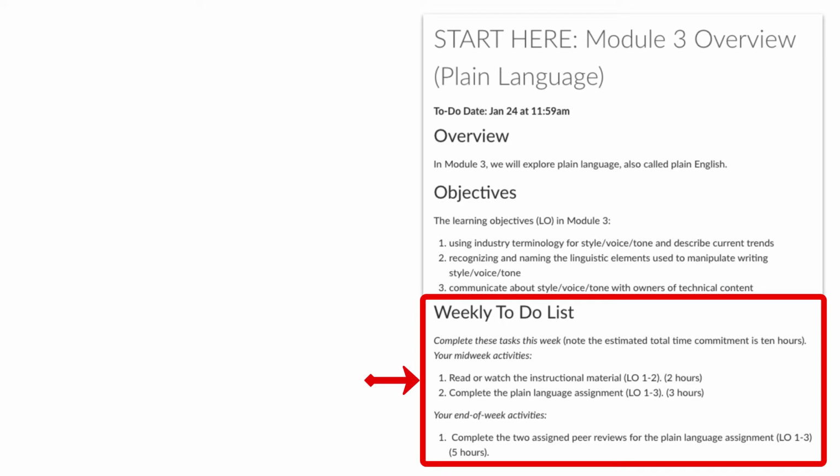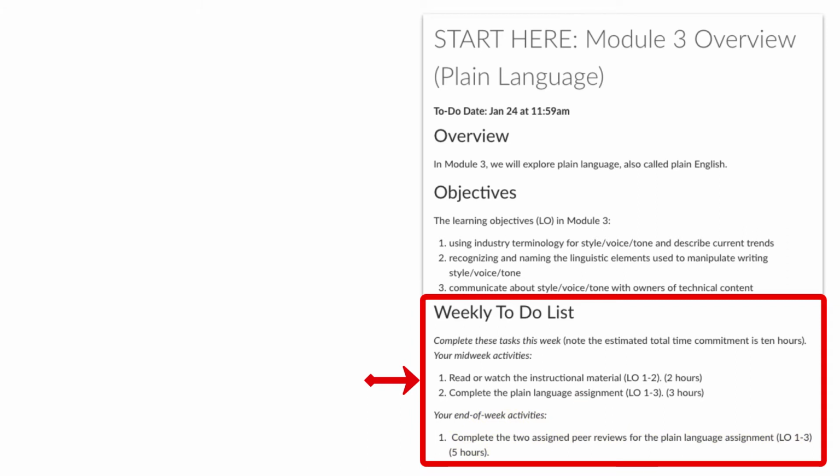This includes every activity you should be engaged in during the module, not only those for which you earn a grade. For TECM 5200, the to-dos are divided into midweek, that means from Sunday up until midnight on Thursday, and end of week, that means from Thursday at midnight to Sunday at midnight.